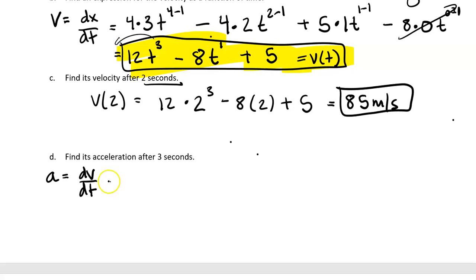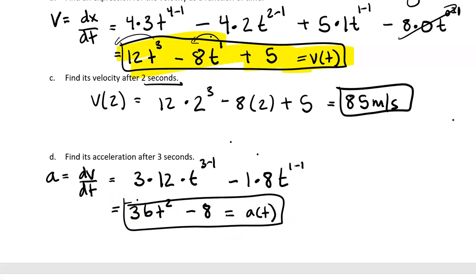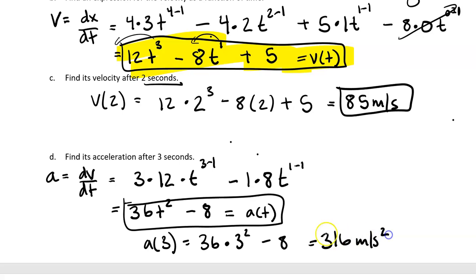So again, we bring the 3 down essentially. So it's 3 times 12 times t to the 3 minus 1. Take away, we essentially bring down that 1 times 8 times t to the 1 minus 1. Again, the derivative of just a number is just 0 because the slope is 0. So we'll just simplify that. So this is going to be 36t squared, take away 8. And that is going to be our acceleration function. So now we need to find it at 3 seconds. We can just plug that in. So a of 3 is just what? 36 times 3 squared, take away 8, which is just 316 meters per second squared.